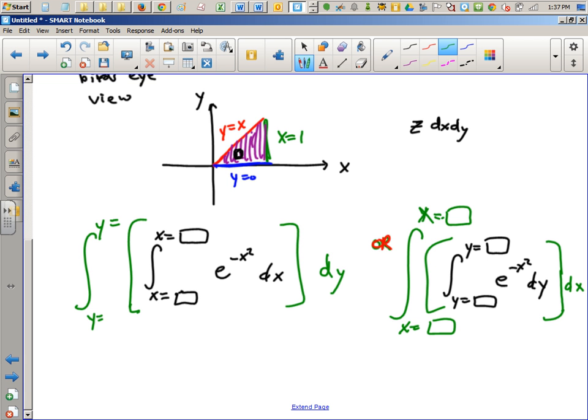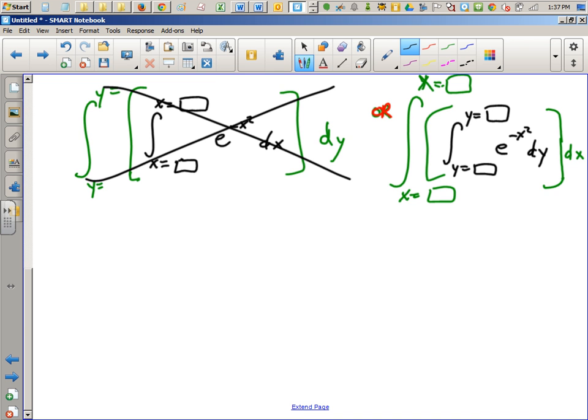What's the antiderivative of 5 dy? 5y. What's the integral of e to the negative x squared dy? E to the negative x squared times y. So you're treating this as a number, right? Okay, so I think we've decided we're not doing this. We just can't handle the inner integral with respect to x.